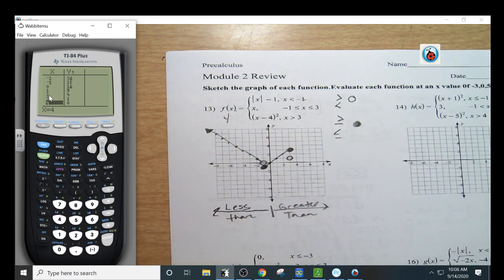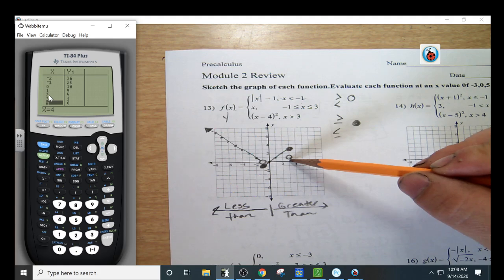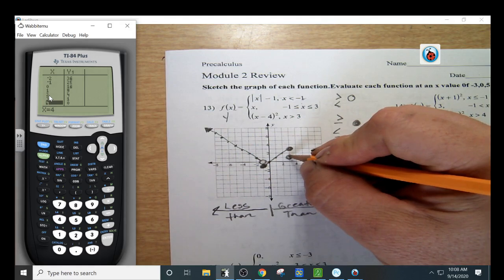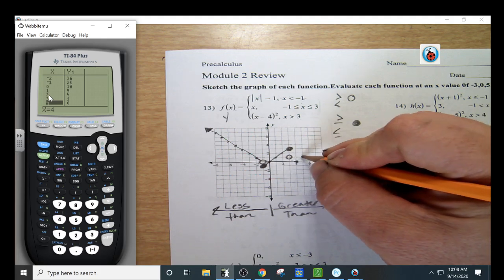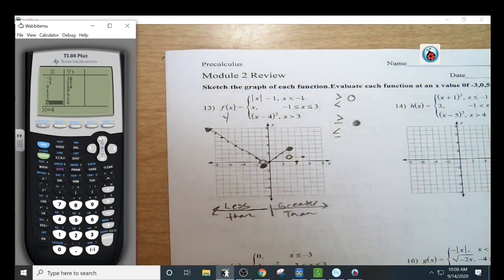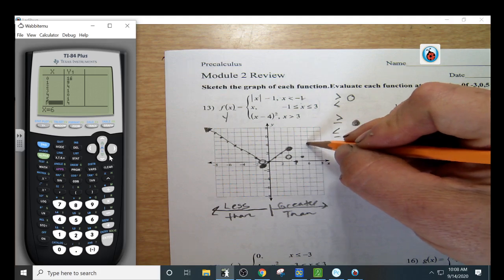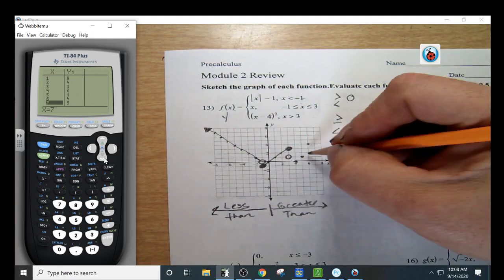How do I know it's an open circle? How do I know this one's an open circle? Good, my guys. So it's not equal to, right? So 3, 1; 4, 0; 5, 1; and 6, 4. I don't think we'll be able to get another one on there. So it's pretty close to it.